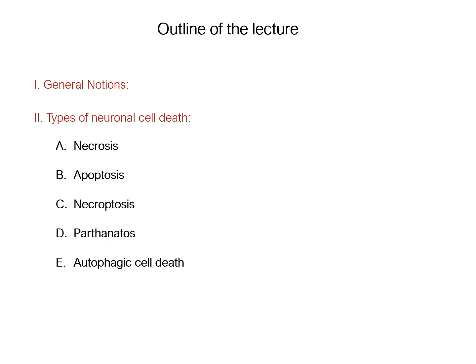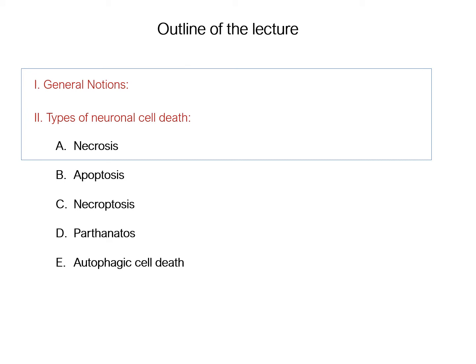This is the outline of the lecture in which we will discuss general notions of cell death or neuronal death and the different types of neuronal death. Those include necrosis, apoptosis, necroptosis, parthanatos, and autophagic cell death. For this video, we will discuss the general notions of cell death and talk in more detail about one of the first types of neuronal cell death, which is necrosis.